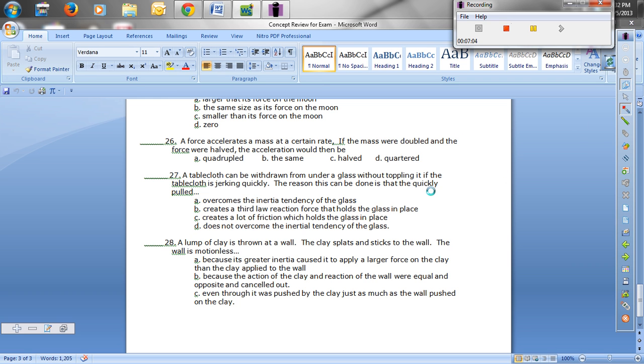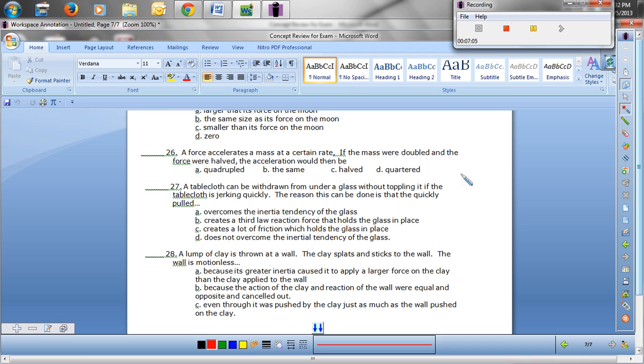So what we know is that a force accelerates a mass at a constant rate. If the mass were doubled, the acceleration got cut in half, and if the force were half, the acceleration got cut in half, so a half times a half would mean the acceleration would be 1/4, which is quartered.